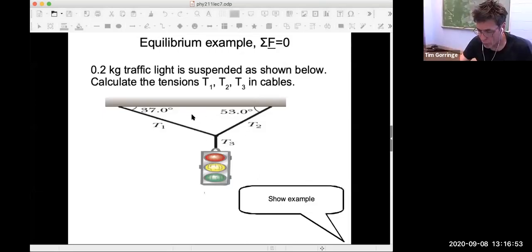And so this is the situation we're thinking about. Look, we got 37 degrees, the smaller angle, over here on the left, 53 degrees, the larger angle, over here on the right. And we've already seen in the demonstration that the larger angle has the larger tension. We measured that. The smaller angle, the smaller tension. And so let's try and figure that out. That's what we're going to do now.